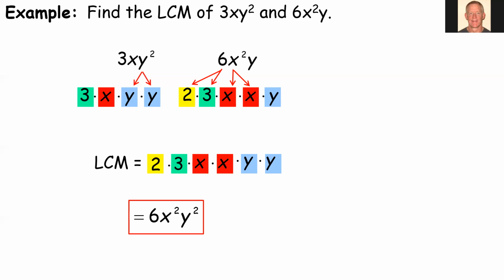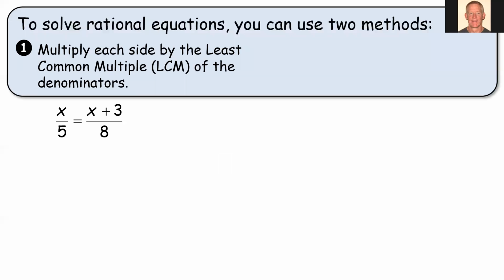All right, so let's jump back into the lesson in terms of how we're going to use the LCM once we find it to solve rational equations. So remember, we have these two methods. We're going to solve the same equation by both methods. The first one we're going to do is the LCM. Now, let's take a look. It says x over 5 equals x plus 3 divided by 8.